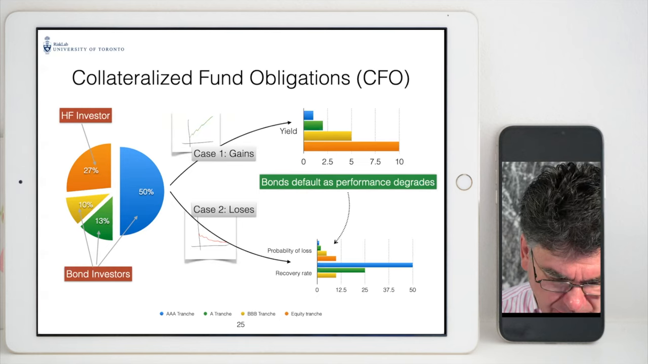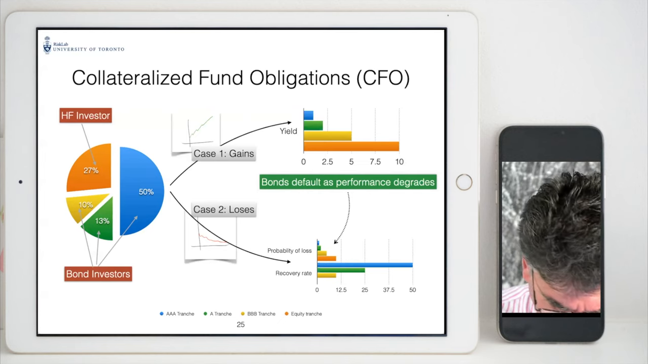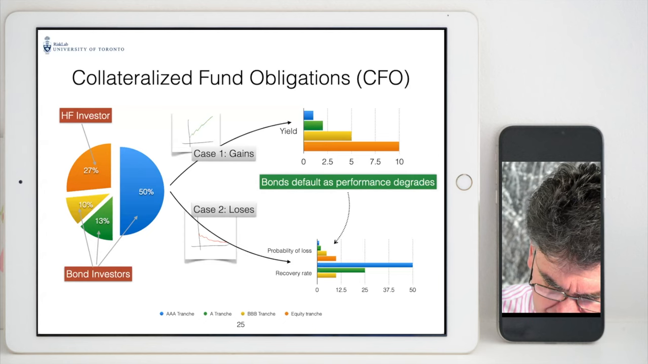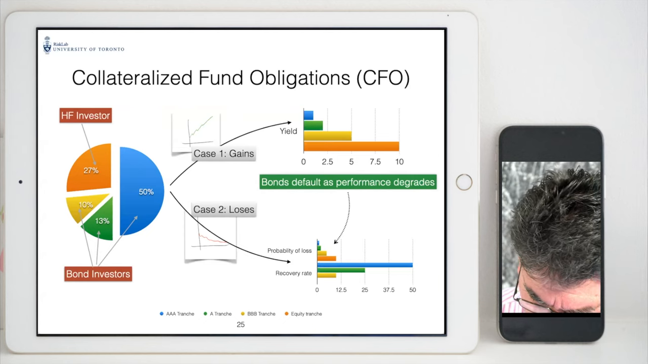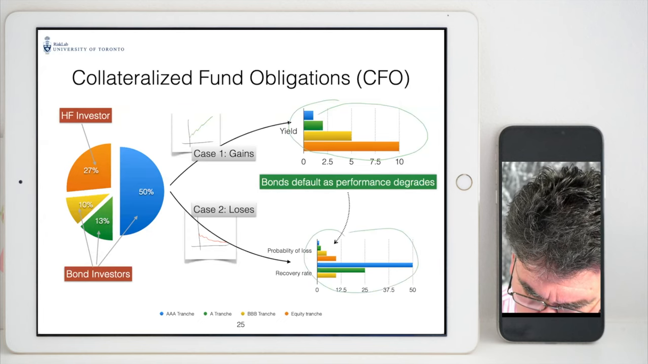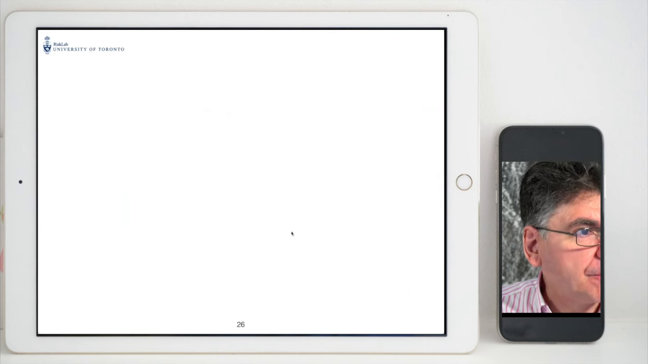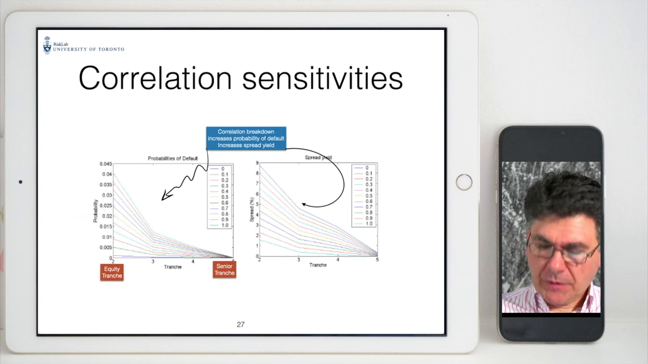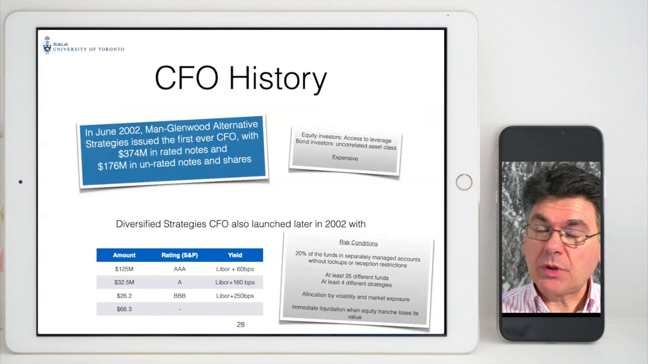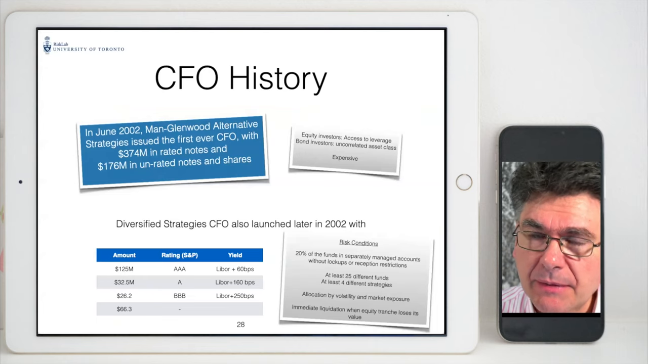And we saw how the bonds could be structured. We saw the relationship between the yield and the probability of default of the bonds, and so on and so forth. We saw this last week. I also had the opportunity to tell you how this actually worked. The first time it was done in the year 2002 with a particular example of the CFO issued by Man Glenwood.